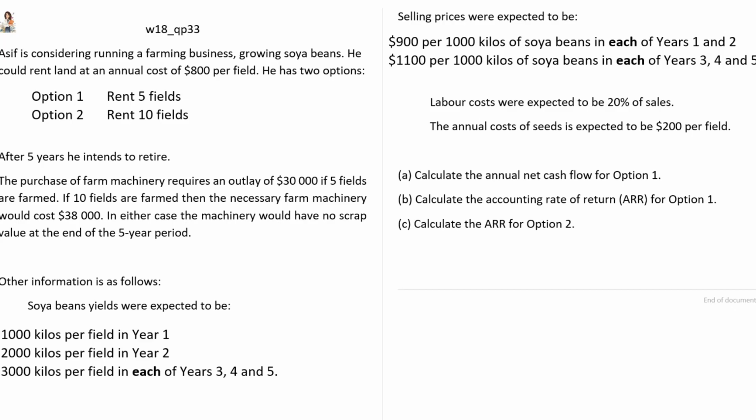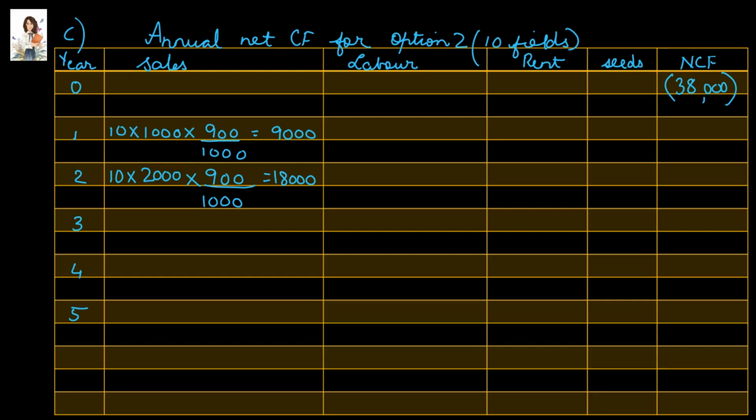For years 3, 4 and 5, the sales will be 10 fields multiplied by 3000 kilos per field multiplied by $1,100 per 1000 kilos. Let's record this in the sales column. We get a sales value of $33,000.